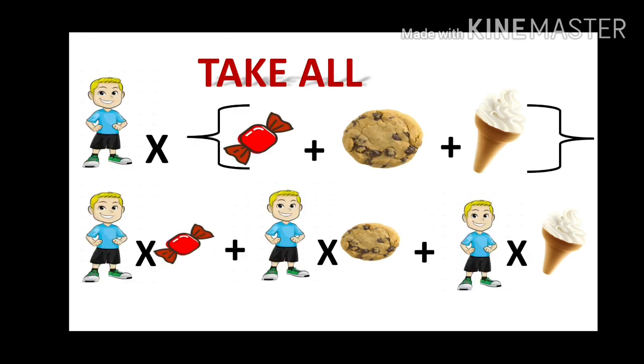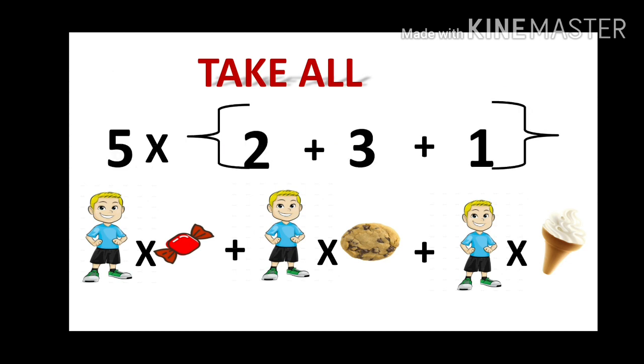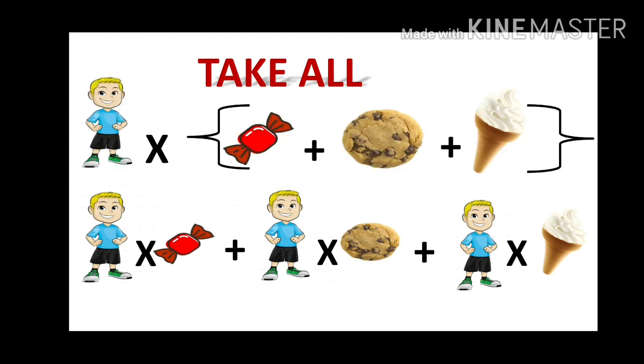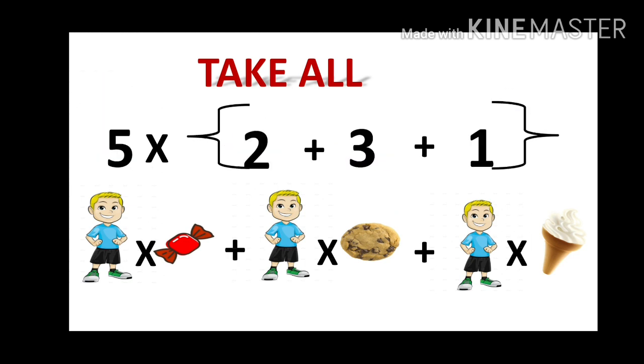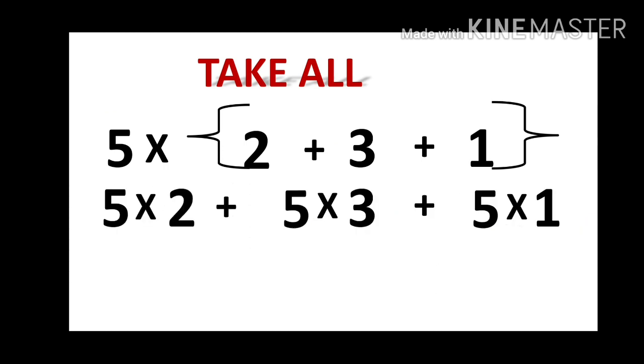Now, what happens in take all? We can see here, Johnny likes them, so he is taking all the things which are inside. Let's replace that with some numbers. You can see here, Johnny is replaced with 5 and the items inside the brackets are replaced with some numbers. So 5 goes to 2, 5 goes to 3 and 5 goes to 1 also. So 5 is multiplied with 2, 5 is multiplied with 3 and 5 is multiplied with 1 also, because 5 is for the total group.